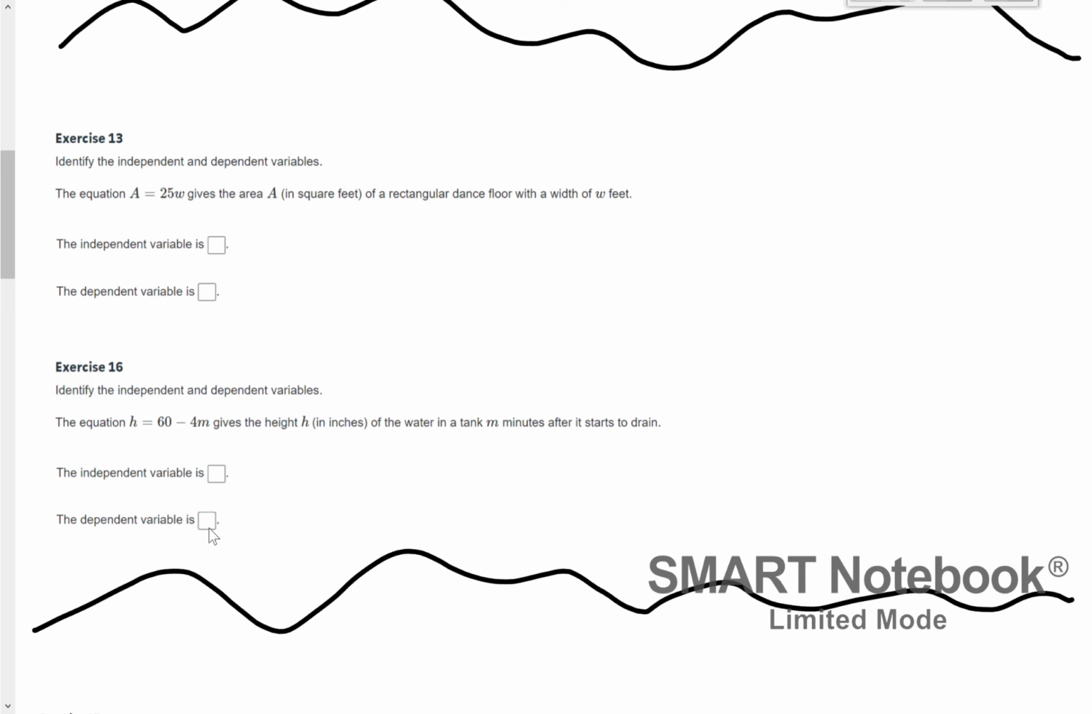The second type of problem is going to be identifying the independent and dependent variables. Remember, the dependent variable depends on the independent variable. So the equation is talking about area and the width. Okay, you're going to think which one depends on the other one.